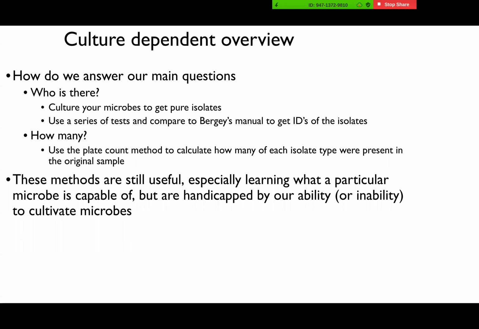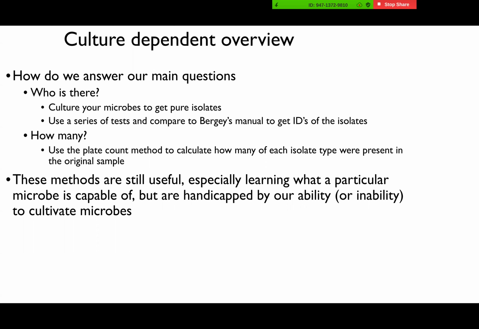Culture dependent method. So we answer these main questions. Who's there? By cultivating the microbes. And then we use a series of tests and we compare it to known microbes to get an ID of your isolate. In this case, we can compare it to this really handy manual called Bergey's Manual. And then we can also count how many. And so we use the plate count method itself to calculate how many of each isolate are present in our original sample. So we can answer both of those questions, who's there and how many.